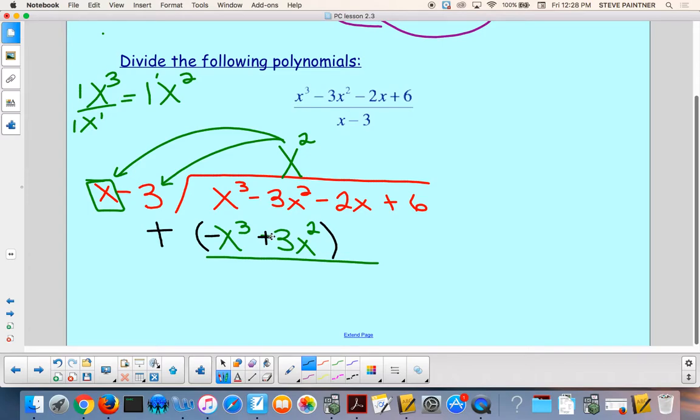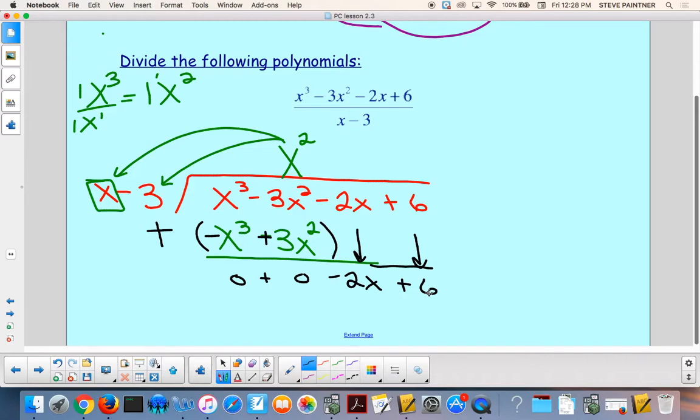The next 2 terms, you get what? 0. Oh, 0. Wow, that doesn't happen very often. 0, 0. So now the answer is x squared, but hang on. Bring down the next number, right? Okay. Keep going. Bring down negative 2x plus 6.